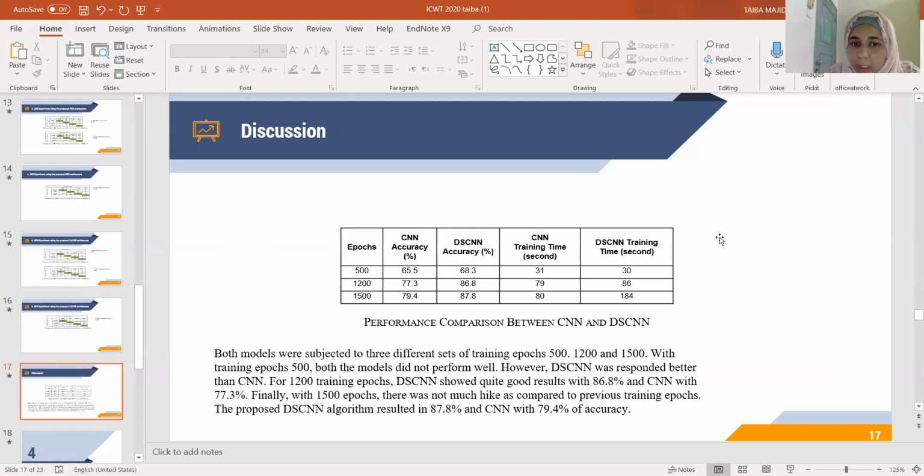So this is the table showing the difference between the CNN and the DSCNN. When it was run over 500 epochs, accuracy was calculated for the CNN, and 68.3% for the DSCNN. Similarly, for 1500 epochs, we got 79.4 for CNN and 87.8% for DSCNN. And looking at the training time, the DSCNN used a lot of time for the training process, that's 184 seconds, but the accuracy was also good for the DSCNN.